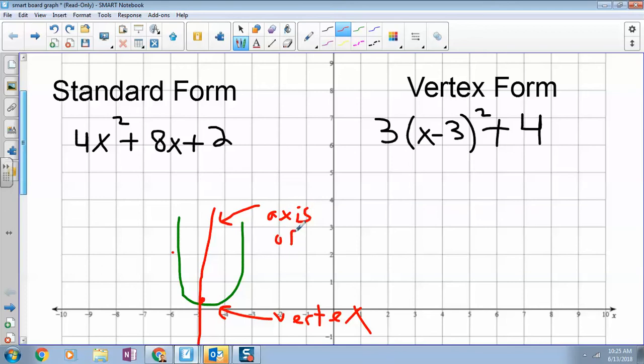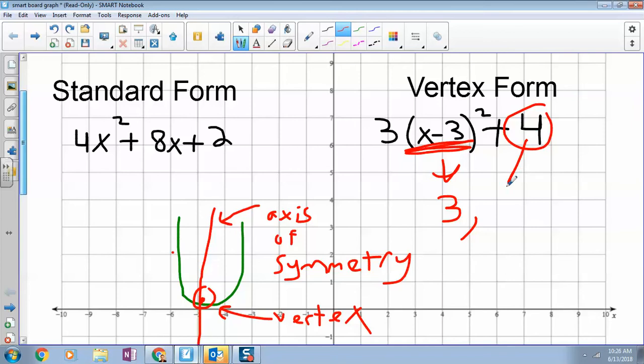Alright, so we will go over vertex form first because it's easier. Vertex form is called vertex form because it's very easy to find the vertex, which is this point right here, the high or low point. So the inside value, inside parentheses is the x value, and it's the opposite. So the opposite of negative 3 is positive 3. This value is the y value, and that doesn't change. So inside, opposite, outside, not. So the vertex of that would be 3, 4.